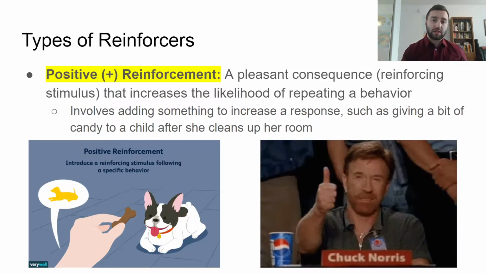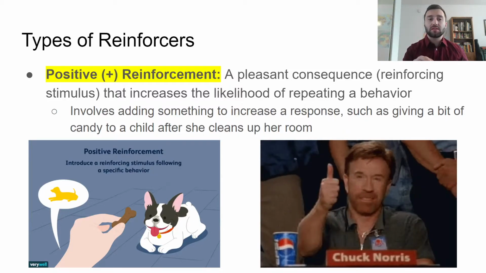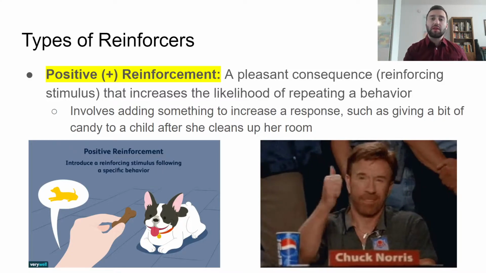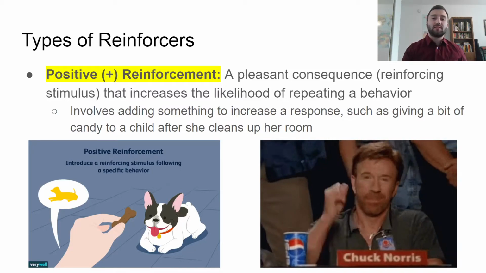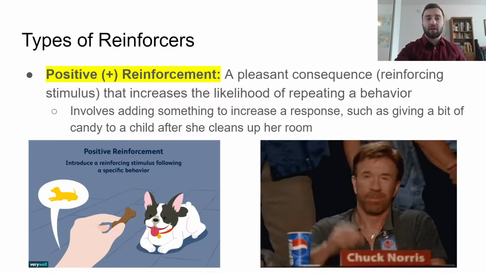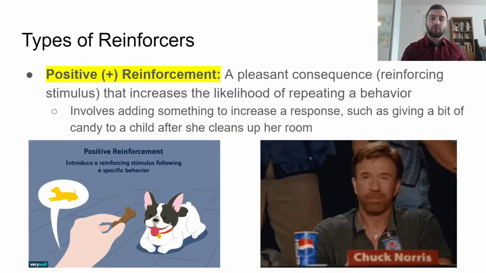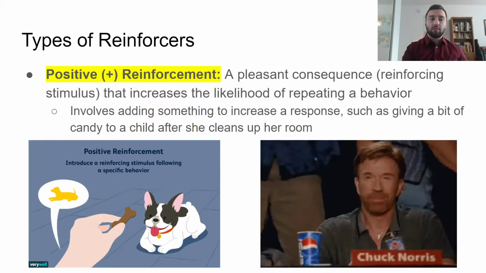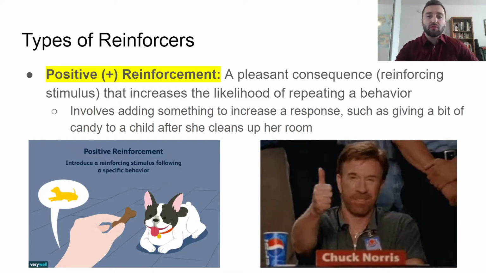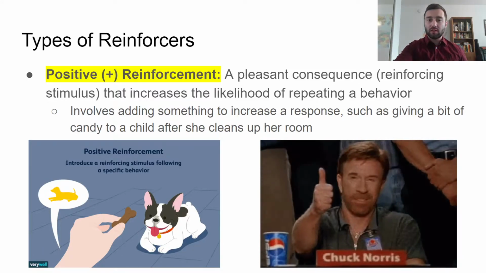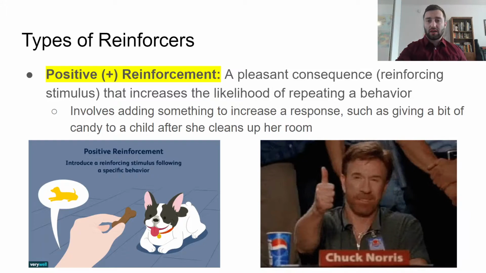And this is where it can get a little tricky. A positive reinforcement is a pleasant consequence, a reinforcing stimulus, that increases the likelihood of repeating a behavior. Now, what makes it positive is not that it's good. What makes it positive is that we are adding something in. And this is a very, very important piece. In the context of psychology, positive is referring not to good or bad, positive is referring to adding. So a positive reinforcement is where we add something good that is going to increase our response. We're adding something that will increase the likelihood we do that thing again.